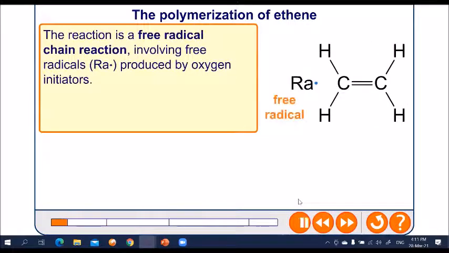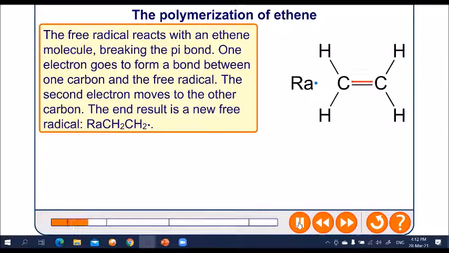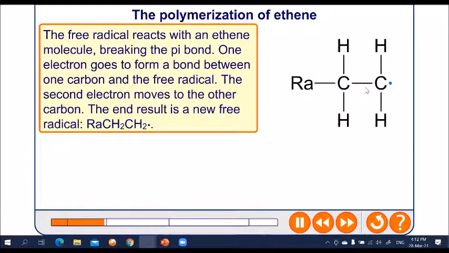Okay, so now, the similarity to what you saw when you were looking at those free radical substitutions way back at the alkanes. This reaction is a free radical chain reaction. It involves a free radical produced by oxygen initiators. The free radical breaks with an ethene molecule, breaking the pi bond. One electron goes to form a bond between one carbon and the free radical. The second electron moves to the other carbon. So the end result is a new free radical right here.